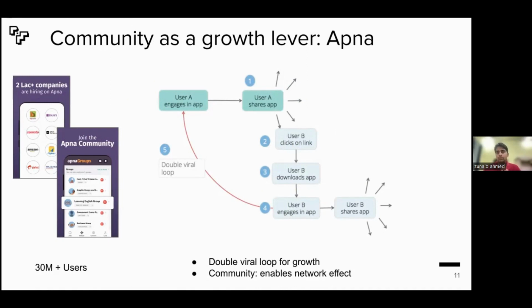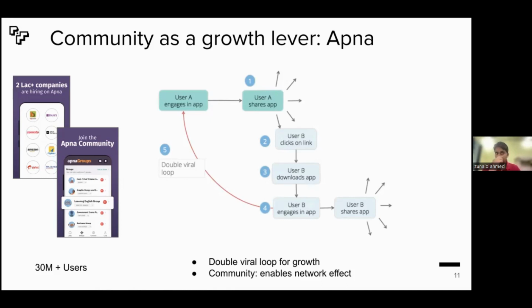So Apna, where I work currently, has been really effective in using community as a growth lever, where they have been using community to drive the organic growth. Apna has more than 30 million users who are looking for jobs on the Apna app. And there are more than 2 lakh recruiters who are posting jobs on the Apna platform.